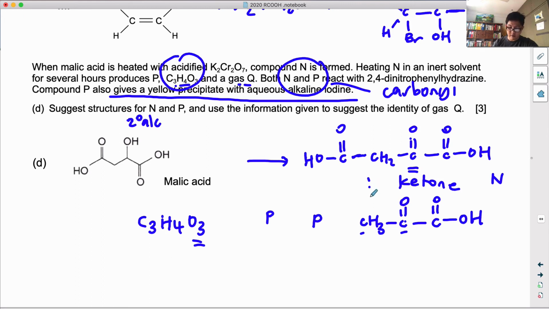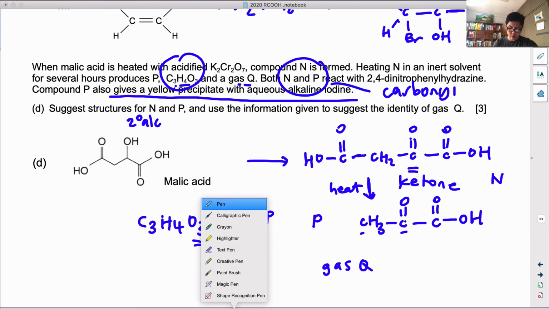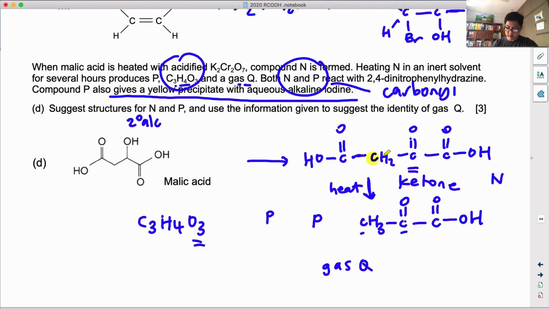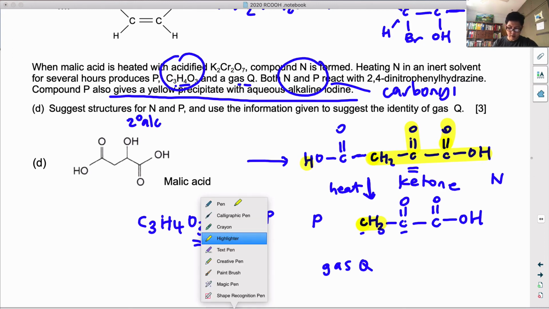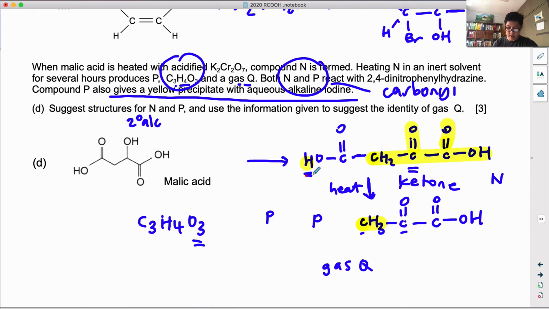So they say heating for several hours, right? Heating this for several hours, you get P and Q. Okay, and this is a gas Q. If you look at it carefully, you probably can guess what Q is already. P actually looks pretty much the same. Can you see P? This is CH3, right? So I'm going to take away the H from here. Maybe it's not very clear, but this H and this H combine to give you CH3. So whatever is left is actually this part here. All right, so I'm making an intelligent guess that gas Q should be carbon dioxide. Right? So that's how we do this question.